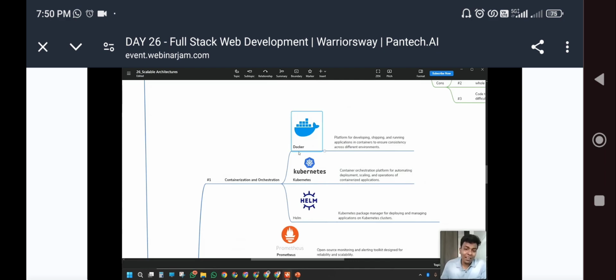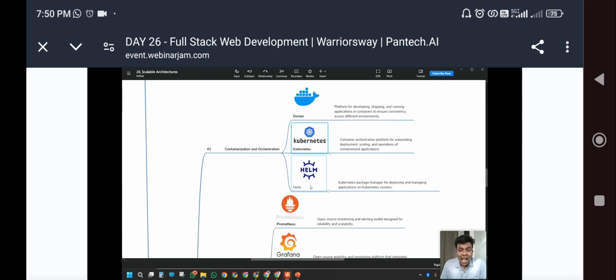For containerizing, we will do it with the help of Docker. And once it has been containerized, that containerized application, which needs automated deployment and scaling, we'll handle using Kubernetes. Helm is also there, which is helpful for Kubernetes, a Kubernetes package manager for deploying and managing applications. So those are the three tools for containerization and orchestration.